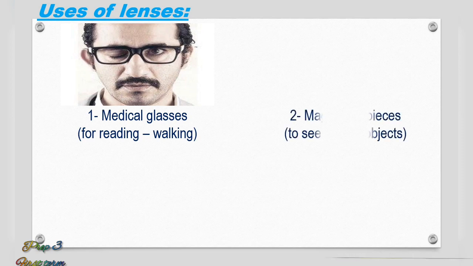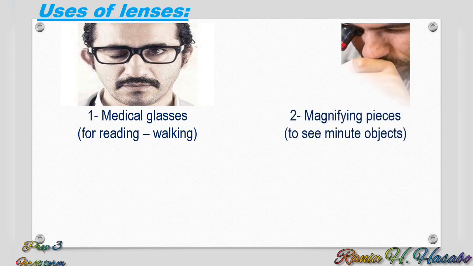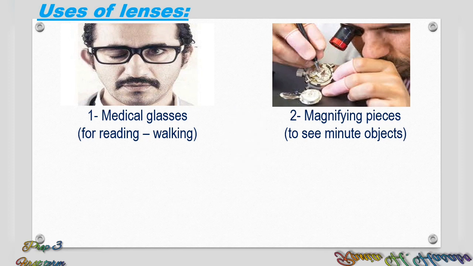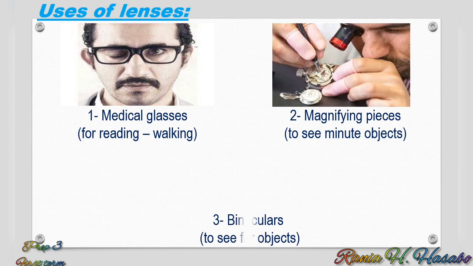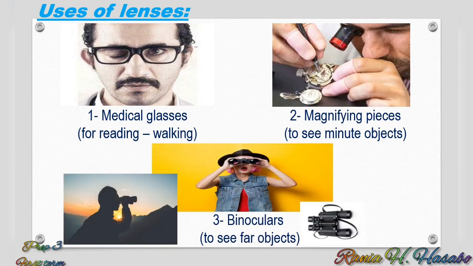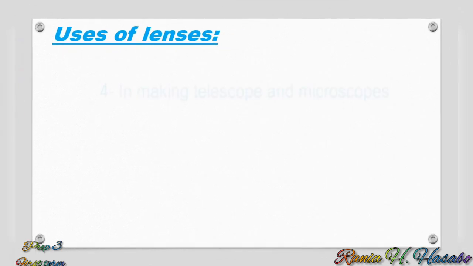Okay. The second one is in magnifying pieces to see the tiny objects. For example, it's used for fixing watches. The third one is binocular to see the very far objects. Number 4 is in making telescope and microscope.